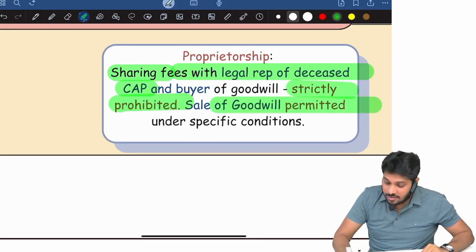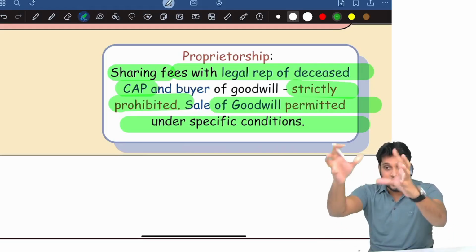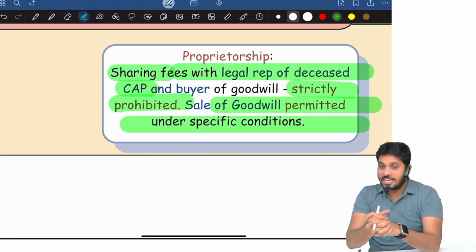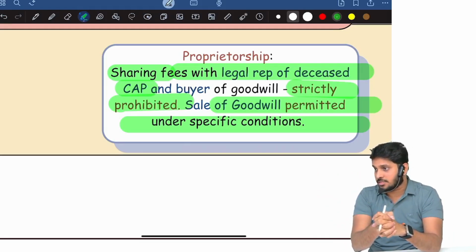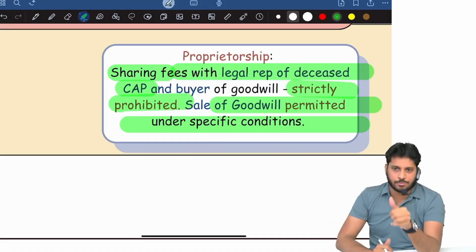However, sale of goodwill is permitted. In case of a sole proprietary firm, a new buyer cannot share profit on an annual basis. You pay an ad hoc amount, goodwill paid at a time, and then acquire the firm, then no problem. Are you clear?